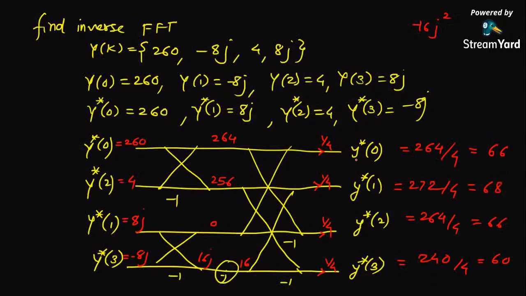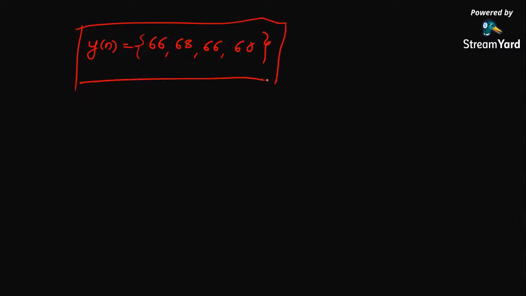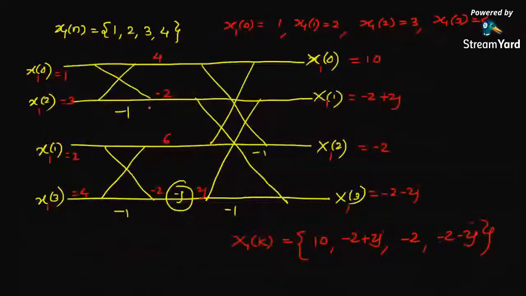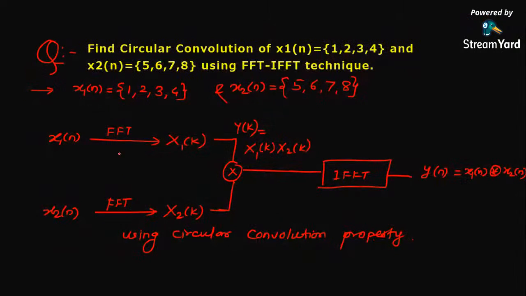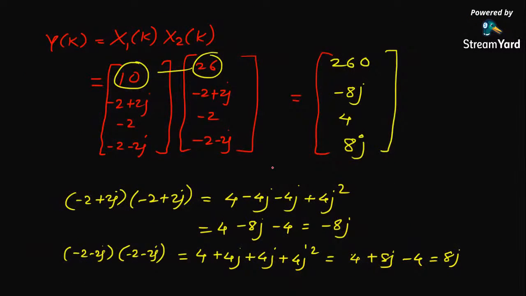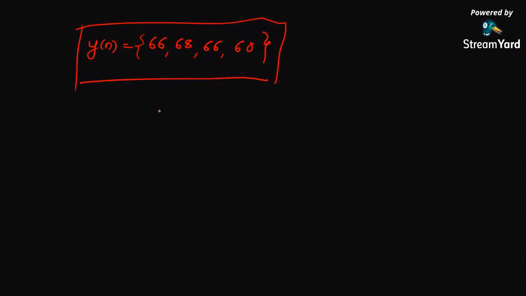Here the complex conjugate, it is a real number, so the complex conjugate is also the same. So y of n is equal to 66, 68, 66, 60. So this is the answer for the circular convolution. How many steps have we performed? We performed the FFT of the first one, the FFT of the second, then multiplied, and then the inverse. That is how we got the circular convolution.